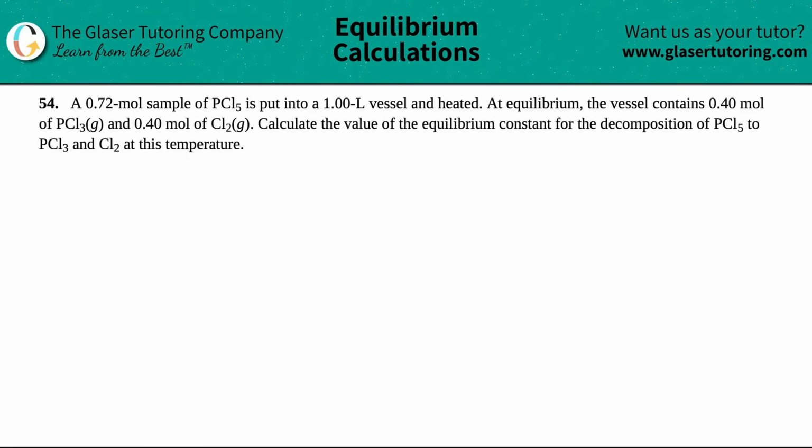54. A 0.72 mole sample of PCl5 is put into a 1.00 liter vessel and heated. At equilibrium, the vessel contains 0.40 moles of PCl3 gas and 0.4 moles of Cl2 gas. Calculate the value of the equilibrium constant for the decomposition of PCl5 to PCl3 and Cl2 at this temperature.